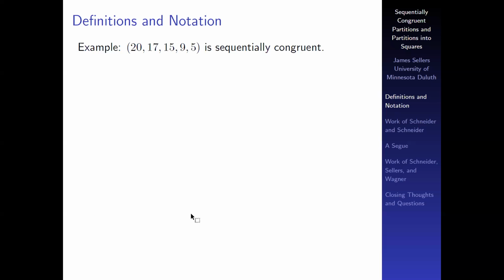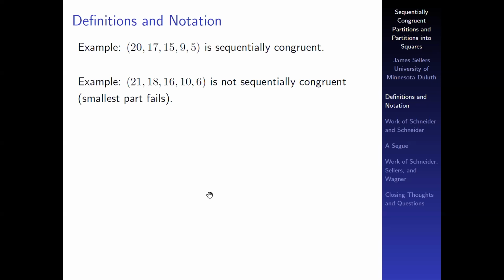So let me give you a quick example. I claim that the partition 20, 17, 15, 9, 5 is sequentially congruent. Let's just talk it through quickly. 20 is congruent to 17 mod 1. Again, that's trivial. 17 is congruent to 15 mod 2 because 17 minus 15 is 2. 15 is congruent to 9 mod 3. 15 minus 9 is 6, that's divisible by 3. 9 is congruent to 5 mod 4. And lastly, 5 is congruent to 0 mod 5 because 5 is a multiple of 5. So this is a sequentially congruent partition.